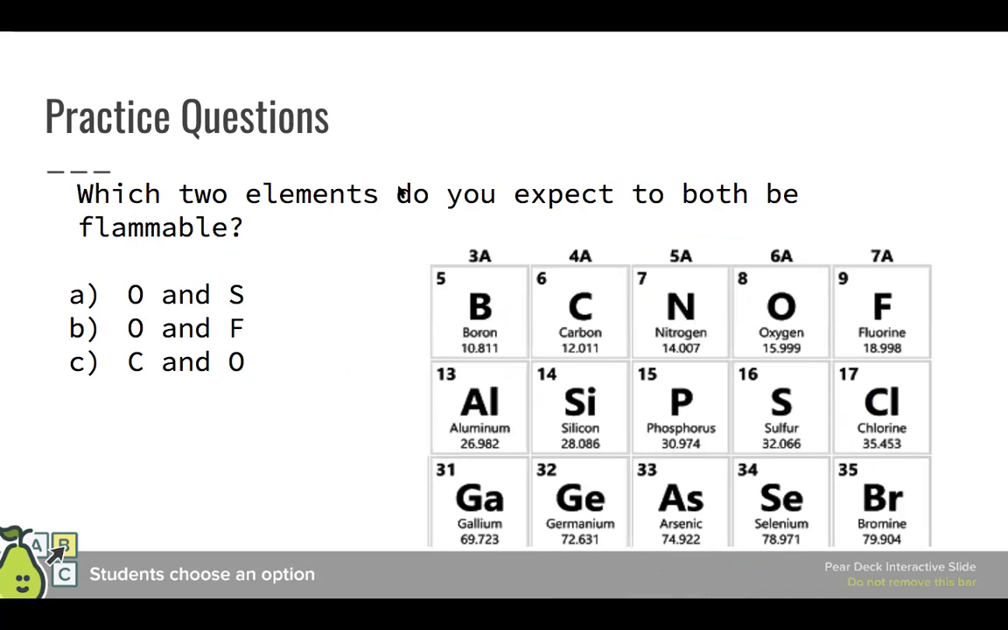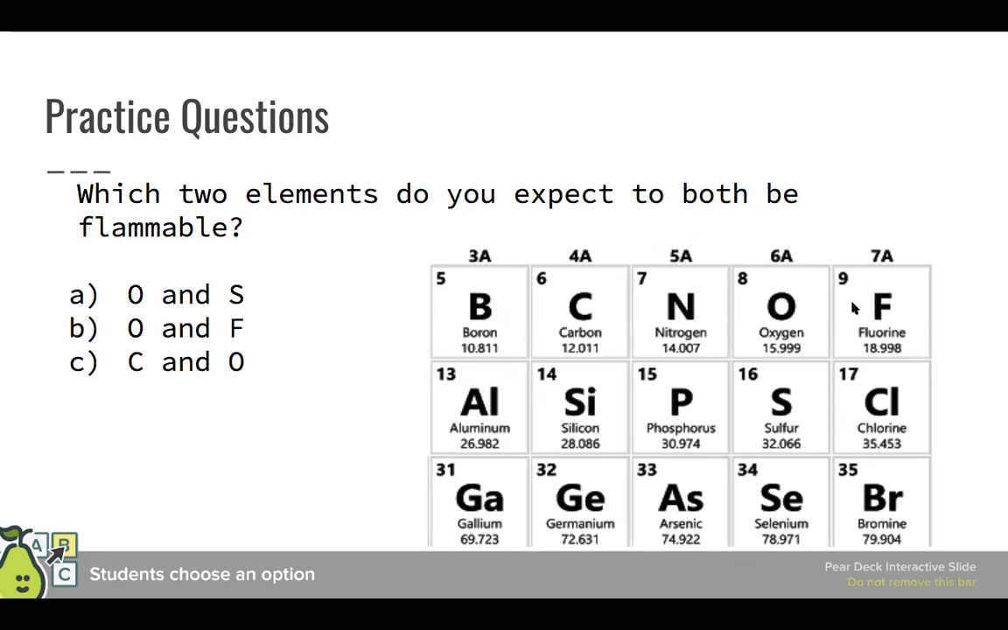Okay, which 2 elements do you expect to both be flammable? You can take a second to pause, but I want you to think about this word here, both. So you might not know what flammable means, but flammable means how easy it can catch on fire. And the key word here is both, because if I know that one of them is true, the other one's got to be true if they're in the same family.